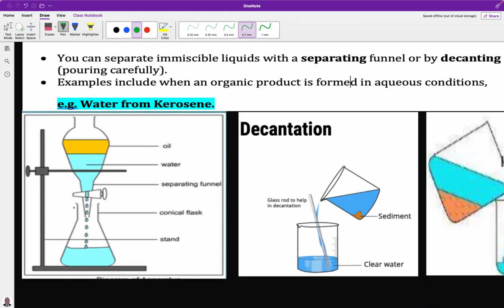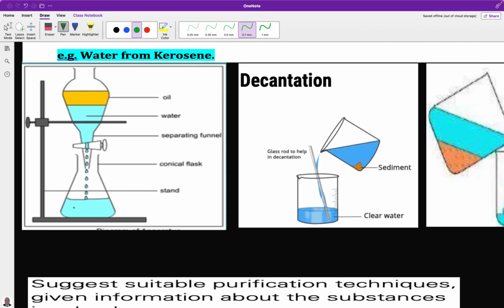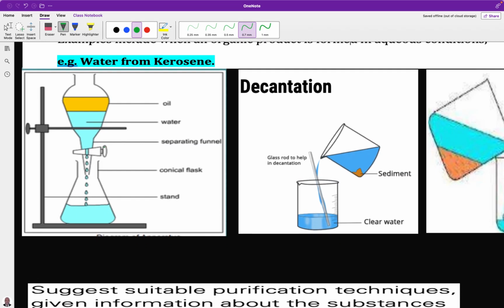Here we have two instruments that are well outlined. In this case, this is a separating funnel. Here in the separating funnel, you see how the water is there and the oil is there. They are separated into layers based on their density. We have a conical flask, and we have a stand where the conical flask is placed. When you put it like this, water will come out first.